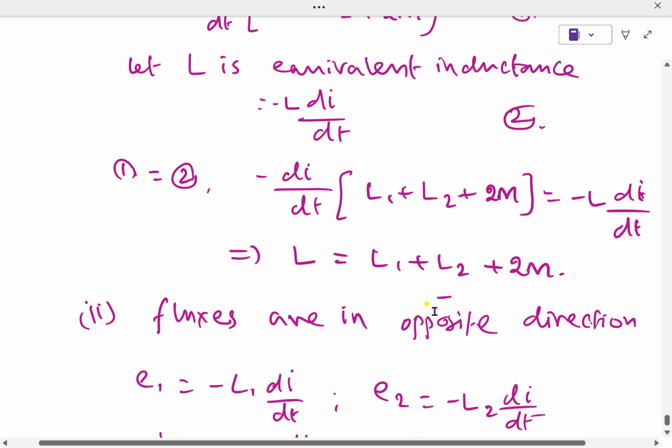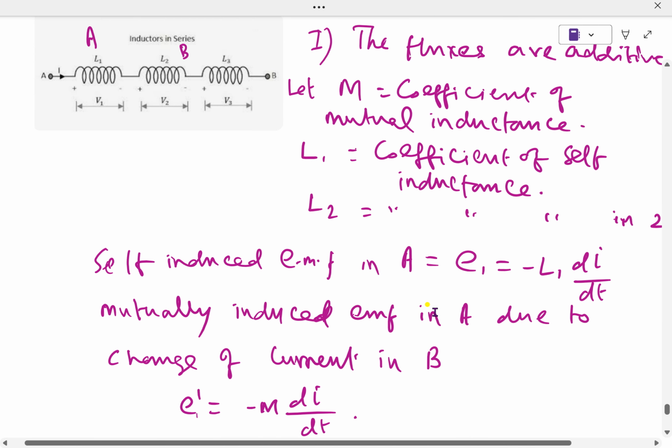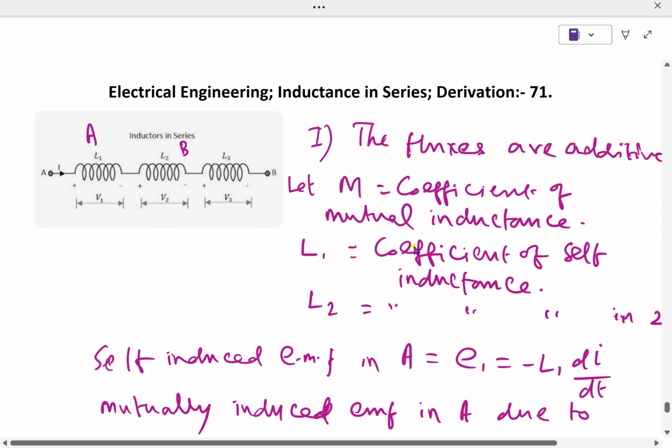So far we derived the total equivalent inductance when inductors are in series.